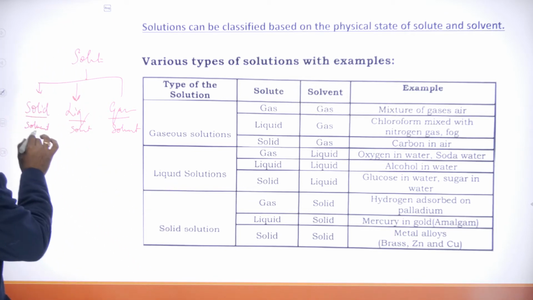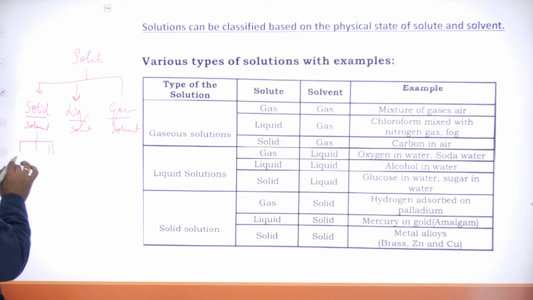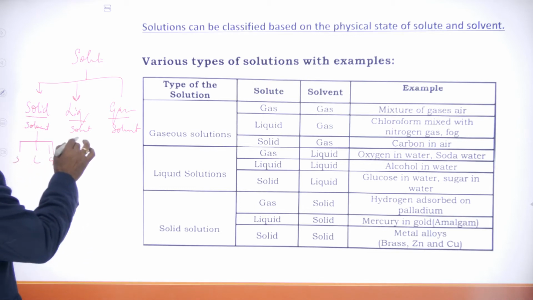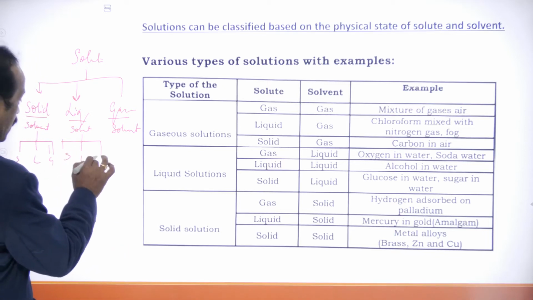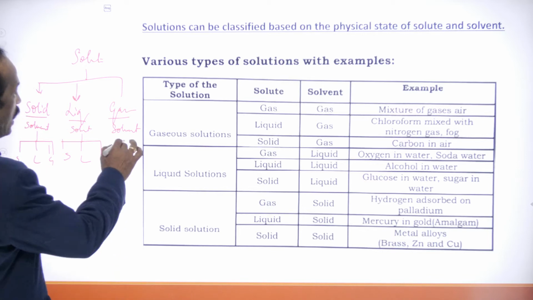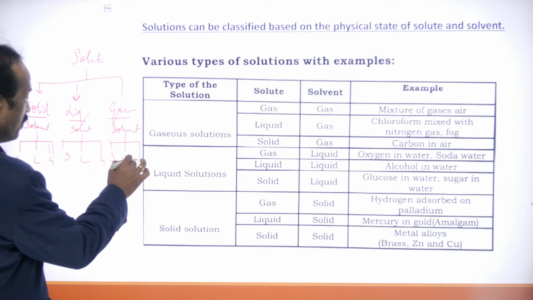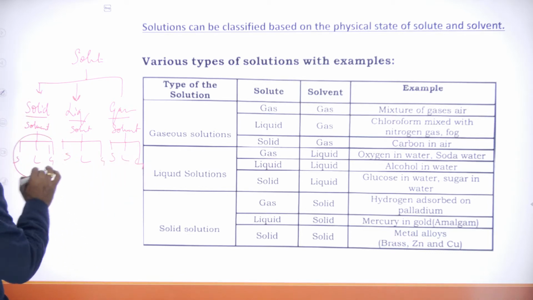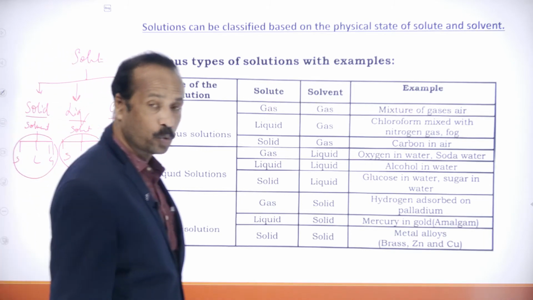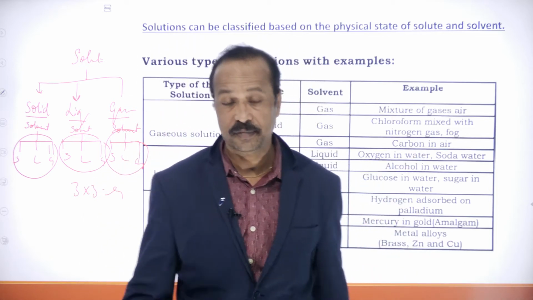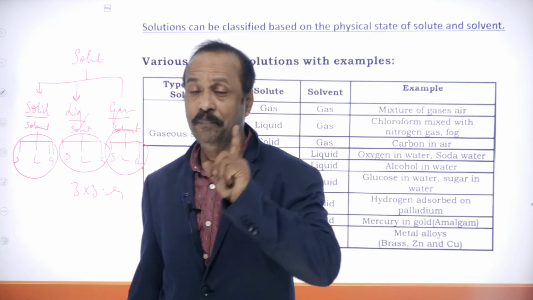Now, here you see the solid solutions. Solid is solvent, that's sure. But the solute may be solid, may be liquid, may be gas. Again, in the liquid solutions, liquid is solvent, but the solute may be solid, may be liquid, may be gas. Now again, gaseous solutions: gas is solvent, and the solute may be solid, may be liquid, may be gas. So, here 3 solutions, here 3 solutions, here 3 solutions, 3 threes are 9. So, there are a total of 9 types of solutions, students. Clear to you? Total how many types of solutions are there? 9 types of solutions.